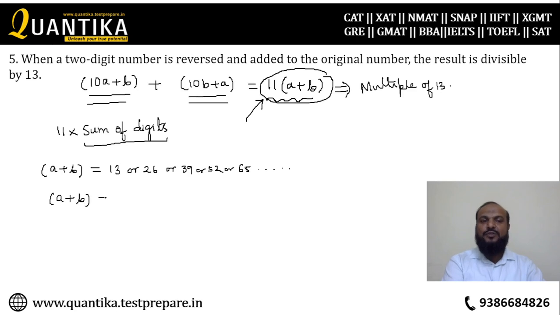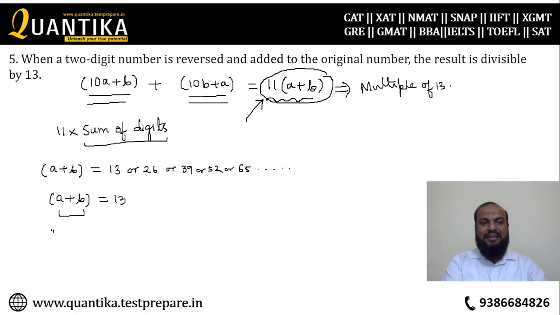Now this conclusion is logical and rational, and you need to watch this video again and again to understand what is happening here in this question. Once you understand that a plus b has to be 13, and not a multiple of 13, it has to be 13. You understand that a and b can take different values.